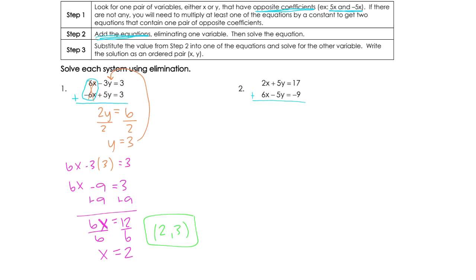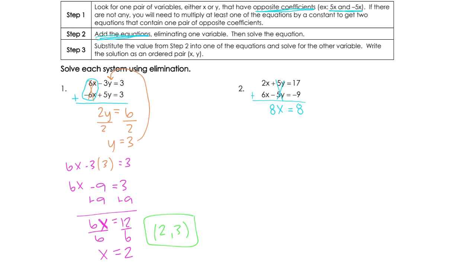So I'm going to go ahead and draw my line and my plus sign to remind myself that I am adding the columns together. So then 2x plus 6x gives me 8x. And then 5y and -5y, that's where they would get eliminated. And then I have equals 17 minus 9 would give me 8.